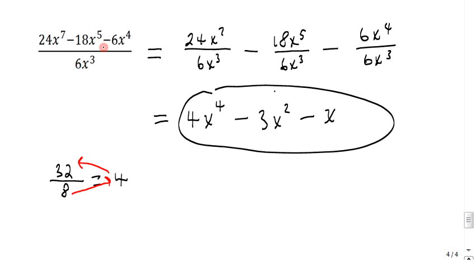And it seems to work out. 6x cubed times 4x to the 4th. Well, 6 times 4 is 24. X cubed times x to the 4th would be x to the 7th. 6x cubed times 3x squared. It's going to be a negative, right? Because that's a negative. 18x to the 5th. And then 6x cubed times a negative x is a negative 6x to the 4th. So a quick check shows that that is indeed the correct answer.